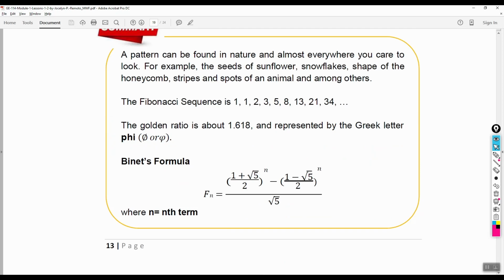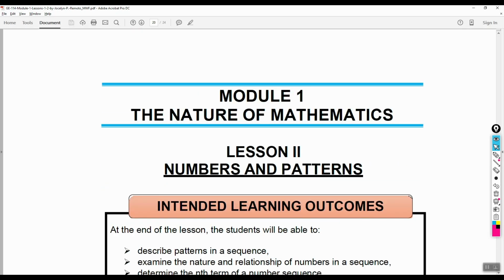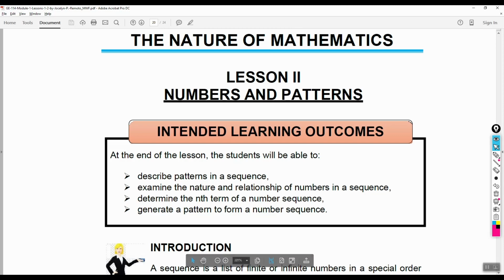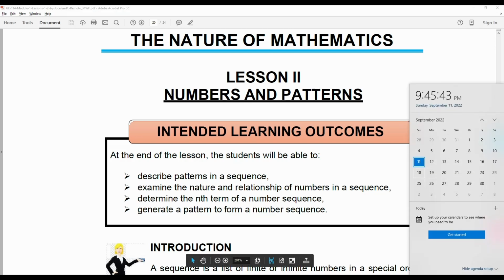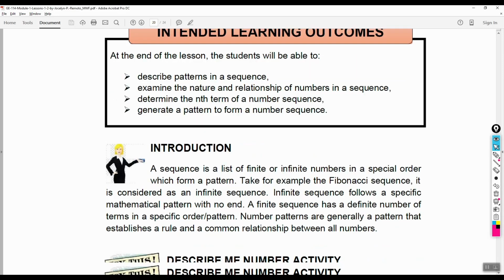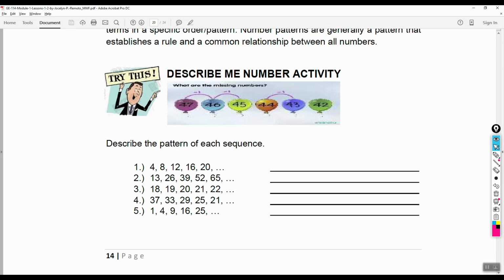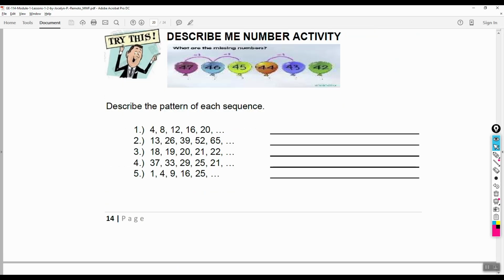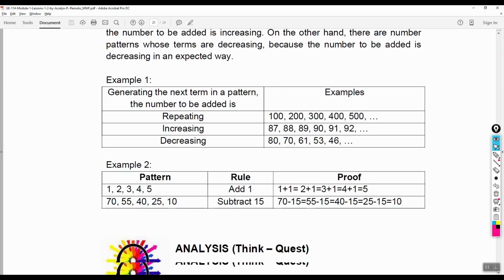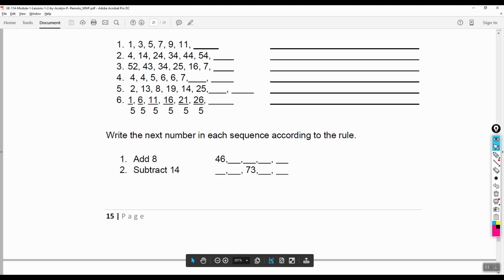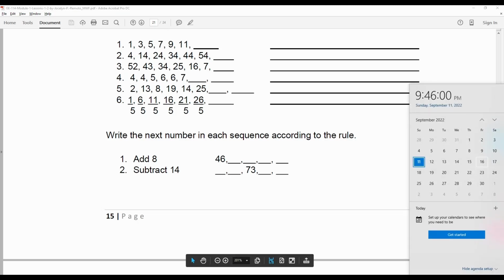So you have to finish this by the end of the week so that you can start immediately next week, that will be September 19, Monday next week. You can start lesson 2 and answer the activities. So all of this under module 1, you are required to submit on or before September 16, 2022.